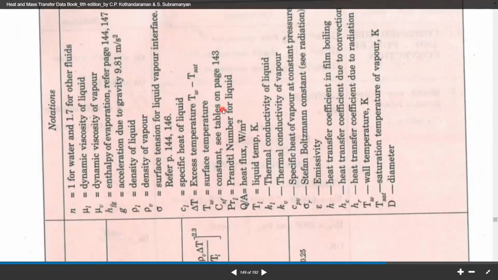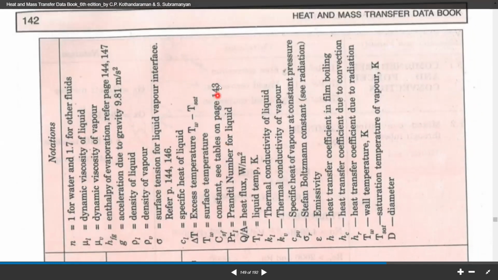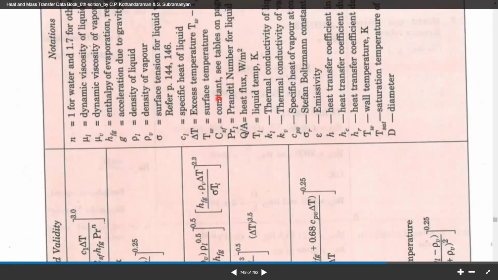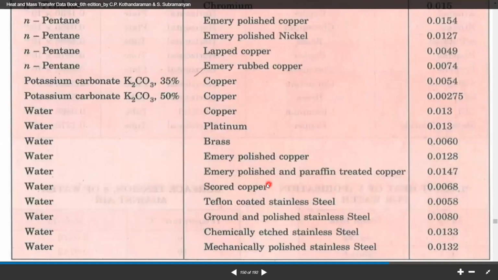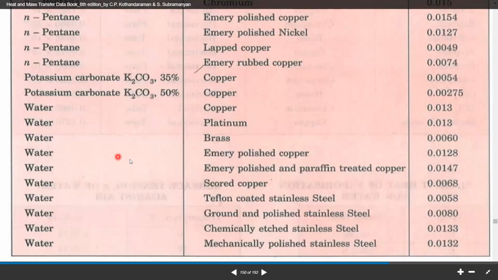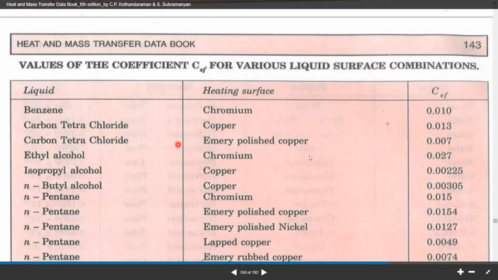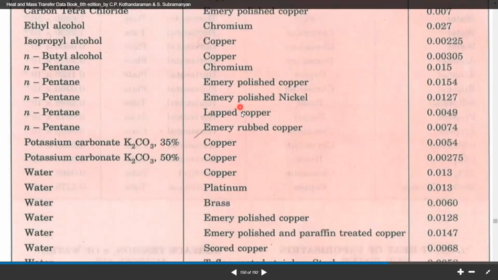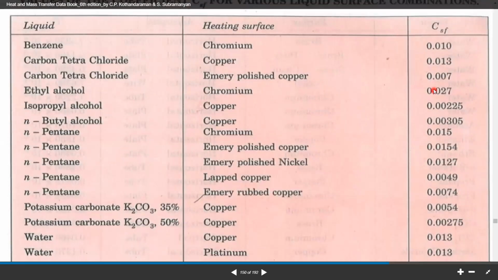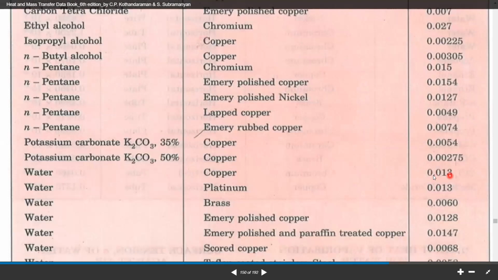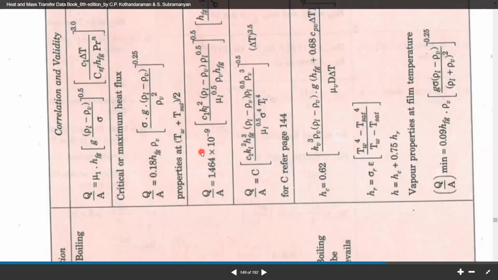CSF is also a constant. So we have to see the table on page number 143. Yes, page number 143, CSF. We have water as the liquid. And what is the heating surface material? Copper is the material. So water is the liquid and copper is the material. For this combination, we have CSF equals 0.013. I hope this is clear.